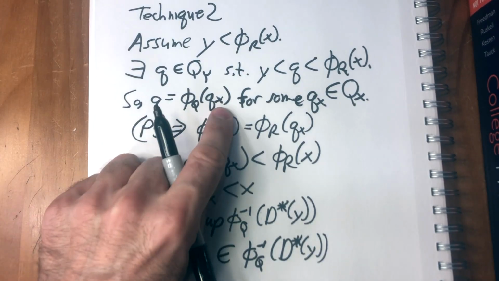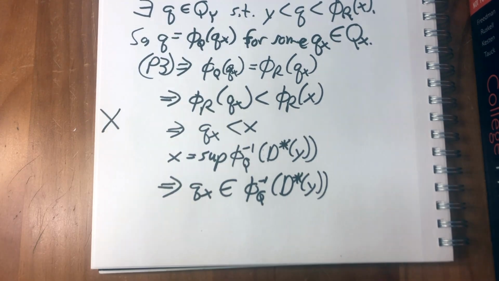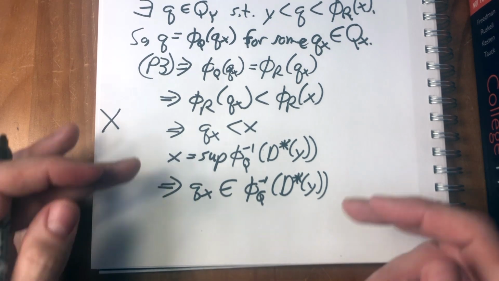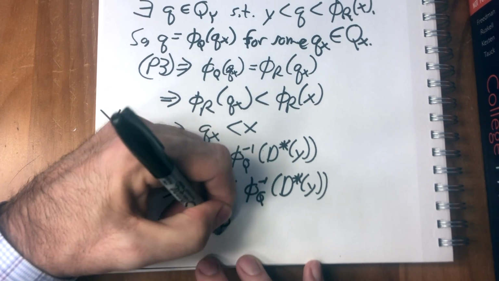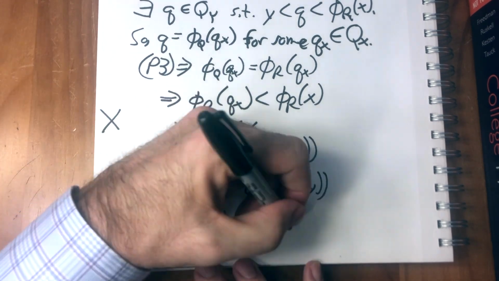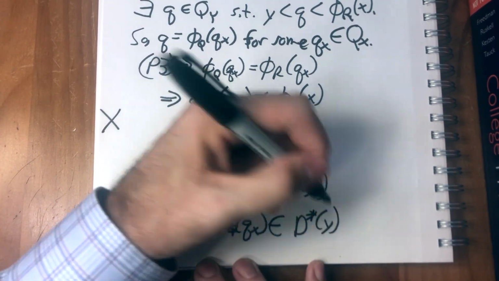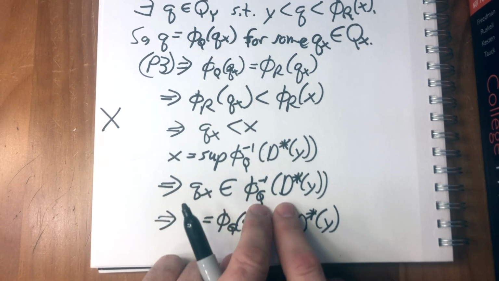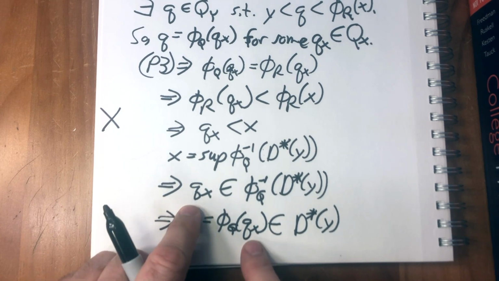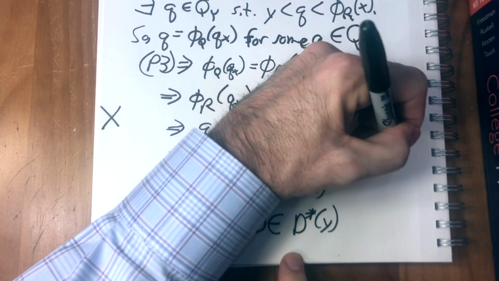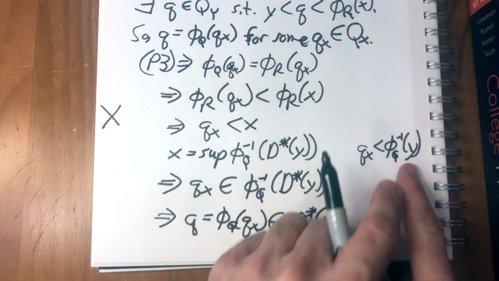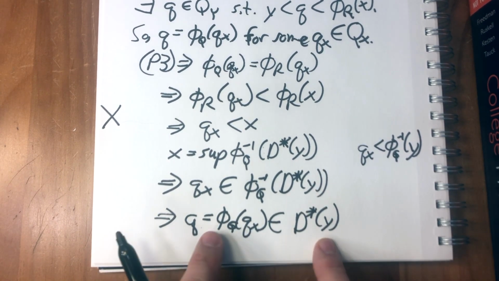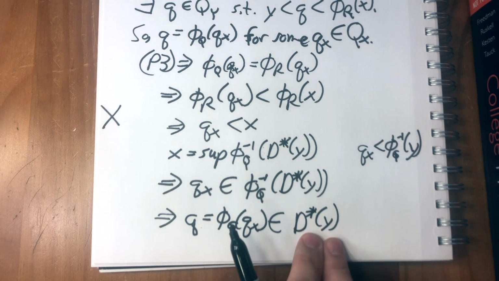So we already showed that phi q of qx equals q. And we know that phi q is order preserving. So that means that if we send all of this back to y, we must have that q, which equals phi q of qx, must be an element of d star y. Because if qx is an element of the inverse, then that means that qx is less than phi q inverse of y, right? That's what it means to be in this set. So if qx is less than that, then if you take phi q of both sides, you're going to get that phi q of qx is an element of d star y, and that's what q equals. So q then is an element of d star y.